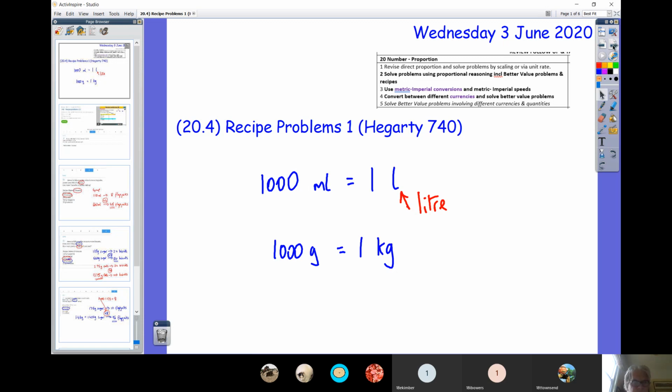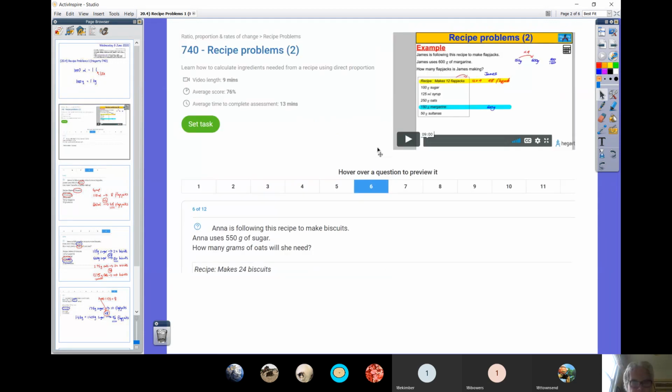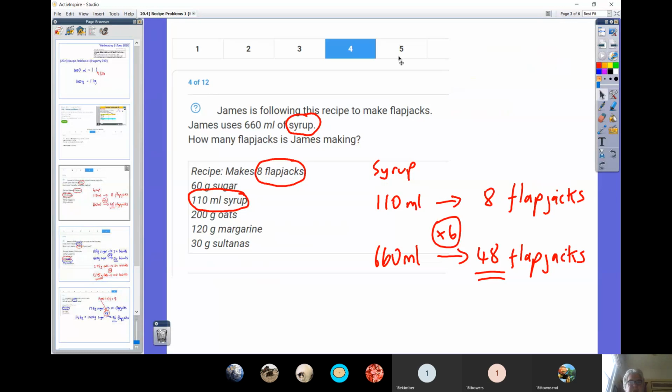So what I want to do, I just want to model the 3 types of questions that are cropping up in Hegarty 740. Okay, so 740 is what we're going to be doing, but I just want to model the 3 different types of questions for you. So the first one, this is an example of a question 4. James is following this recipe to make some flapjacks. He uses 660 millilitres of syrup. How many flapjacks is James making?